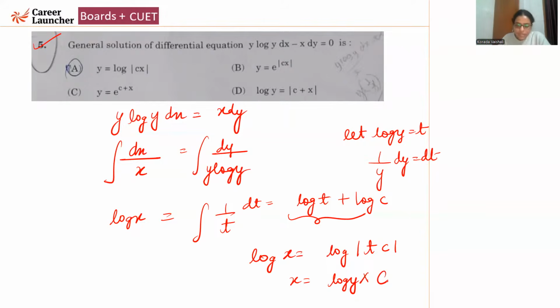Now if you see, how can I write log of Y as x divided by C? Now this 1/c I assume as another constant, for instance, and apply exponential on both sides. Take all the expression as the power of exponential, so you will get y is equal to e to the power any constant c into x. So option B has to be right for this question.